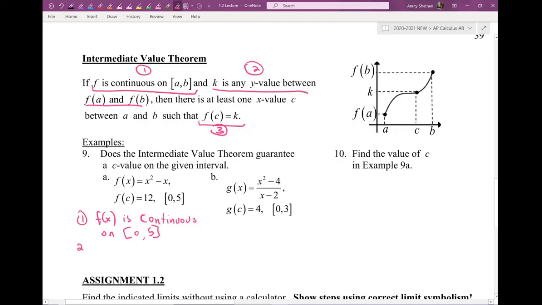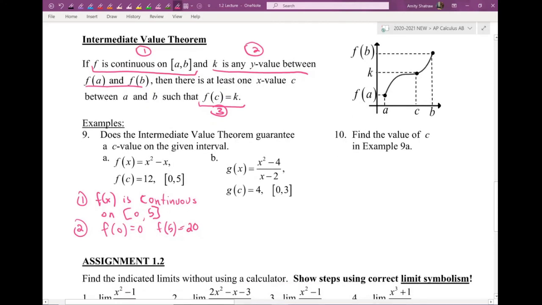And I'm going to check right now and say that f of 0 would be 0, because I plug in 0, so I'm going to get 0, and that f of 5 is going to be 5 squared is 25, minus 5 is going to end up being 20.